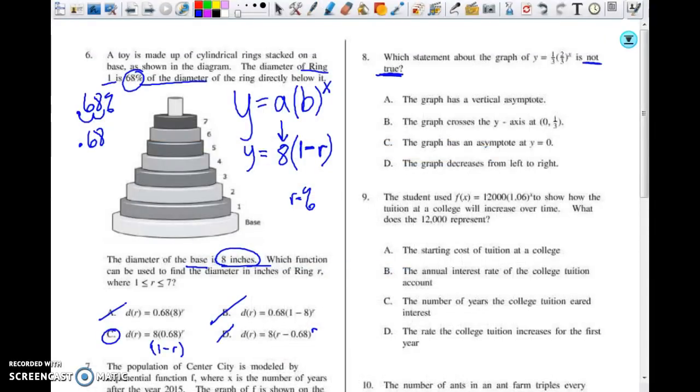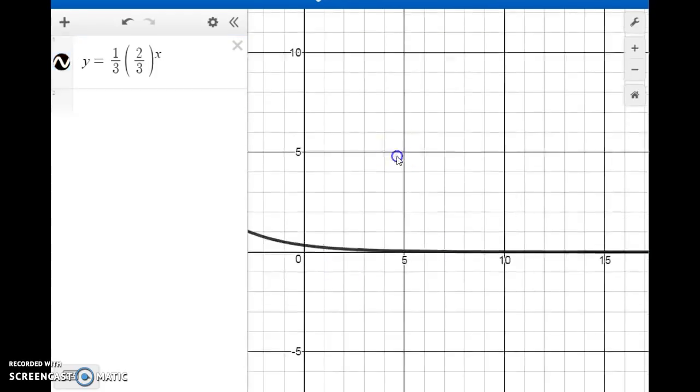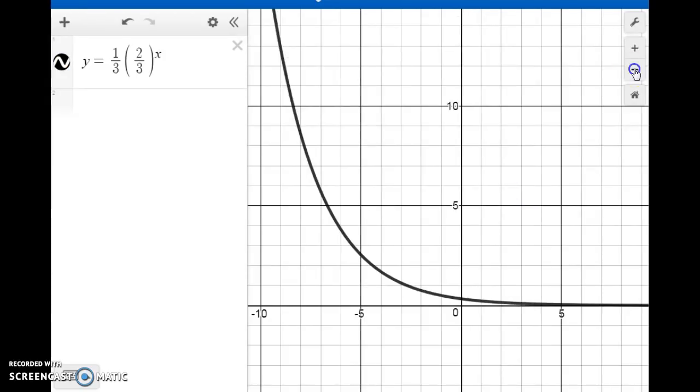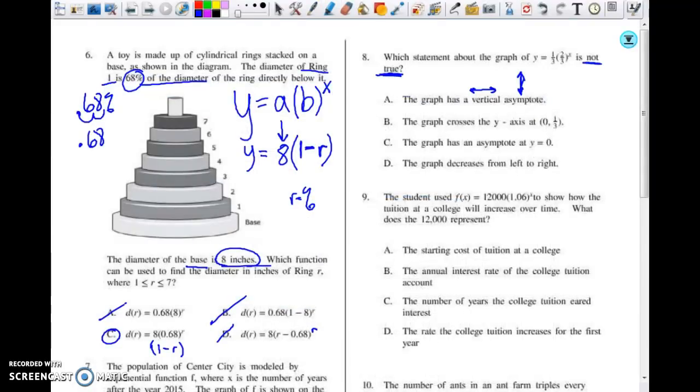Okay, so what else? So let's look. Now, the graph has a vertical asymptote. What does a vertical line look like? Is it this way or is it this way? Because I know that my asymptote here runs this way. All right? So what kind of asymptote is that? It should be a horizontal. Okay, so that's not a vertical. Vertical would run up and down, and that is not a feature of an exponential. So that cannot be true. So this one works, but let's just double check real quick.